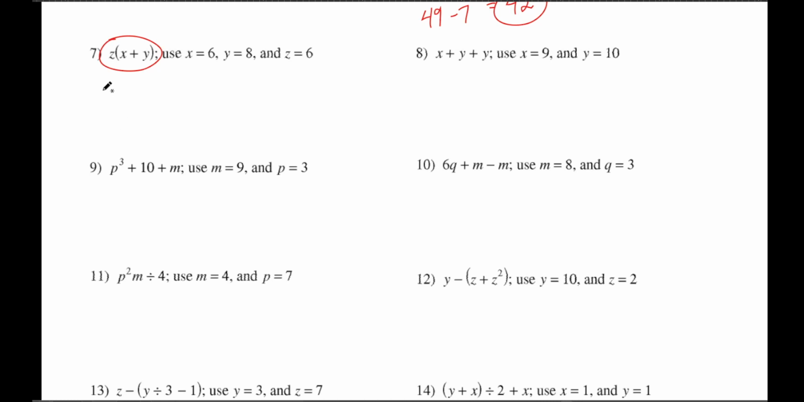So what do we put first? The z, which is a 6. Then I put a parentheses. Then I put the x. What's the x? That's also 6, isn't it? All right? And then plus, oops.